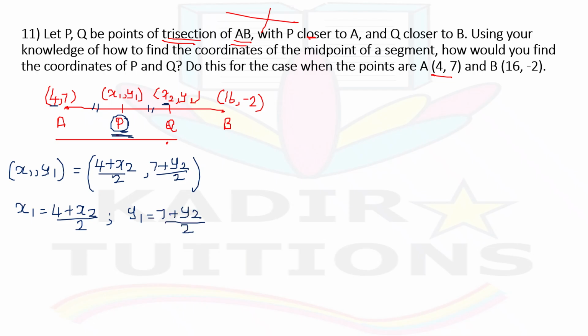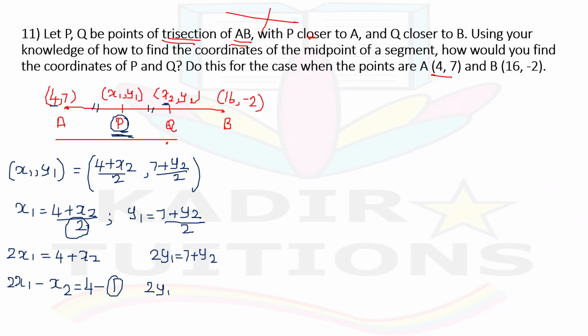From this, can we make a linear equation? This 2 is a common denominator, and we can move it to the other side. So 2x1 equal to 4 plus x2, so I can write this as 2x1 minus x2 equal to 4. Mark this as equation 1 as of now. In the same way on this side, you will get 2y1 equal to 7 plus y2, and 2y1 minus y2 equal to 7. This is equation 2. Now the first part is over.